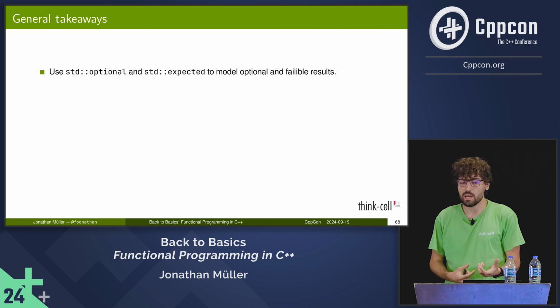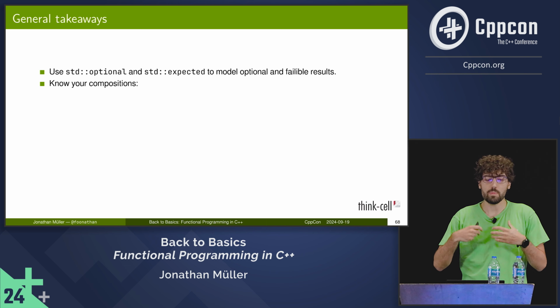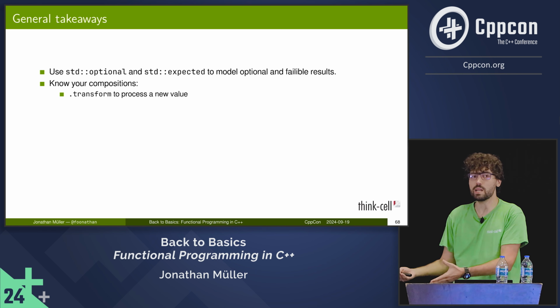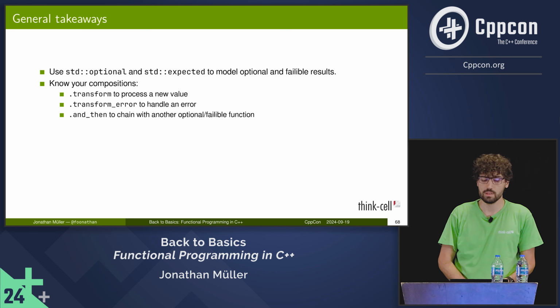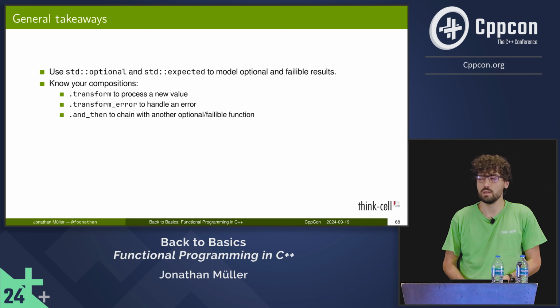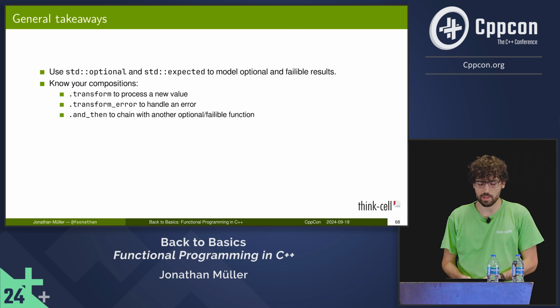And so by using optional and expected, if you use those to model optional and fallible results, we have very convenient compositions, right? We can call transform to produce a new value in a way that cannot fail, and transform error to handle errors. And then we have and then to compose it in a new way that can fail. So if we introduce new errors, we use and then, and this will merge all the errors together in a nice way.